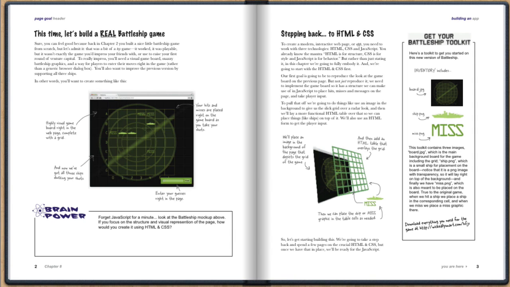To do that, we're going to start really with a set of graphical assets. So we've got the kind of green phosphorus radar look of the game itself. We've got a graphic for the ship and a graphic for if you miss, if you're taking a shot at the ships.